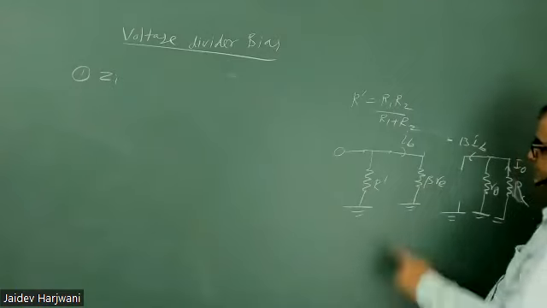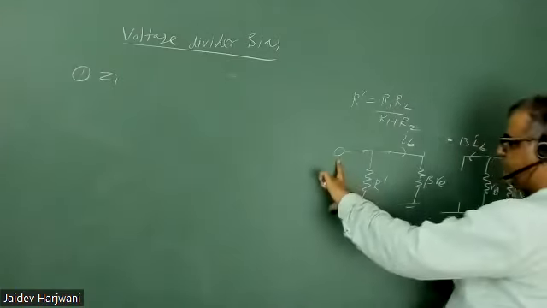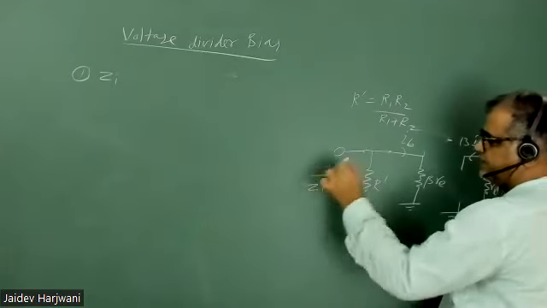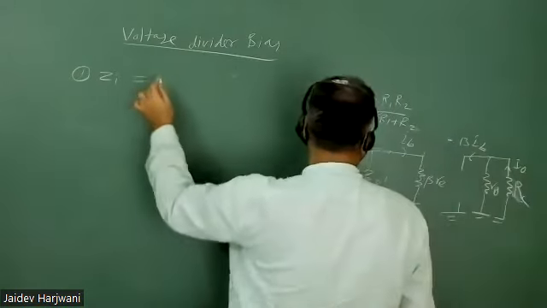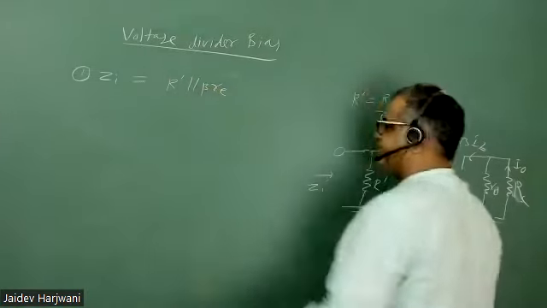Okay, now this is R dash, this is the beta RE. Okay, this is the parallel. So this is your Z impedance. We measure Z impedance here. Z impedance will be simply R dash parallel to beta RE.